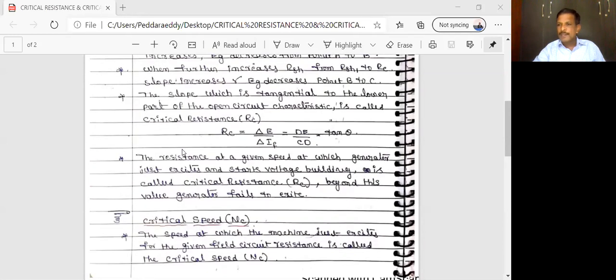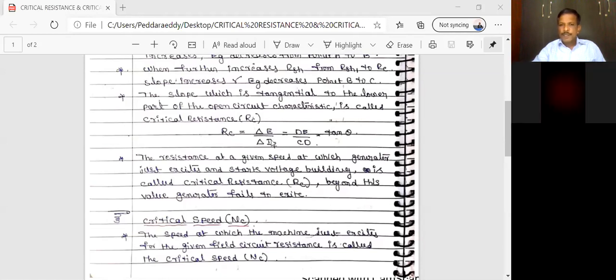So how to calculate critical resistance RC? RC is equal to delta E by delta IF.